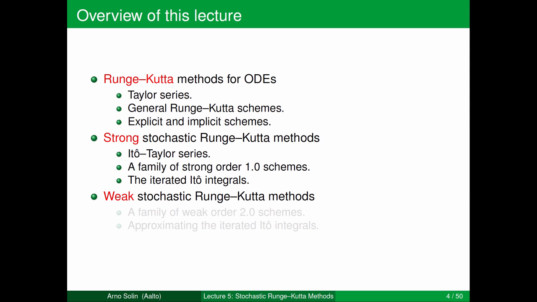In the last part of the lecture, we have a look at weak stochastic Runge-Kutta methods, and more specifically, we take a look at a family of weak order 2.0 schemes. For the weak methods, we have means of approximating the troublesome iterated Ito integrals. Don't worry, these topics will be clearer towards the end of the lecture.